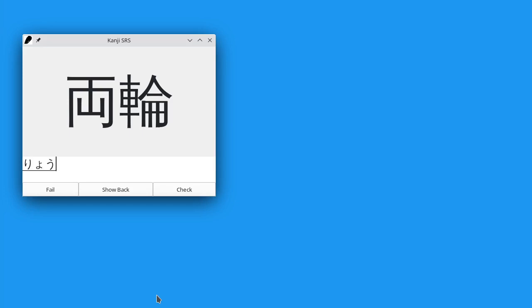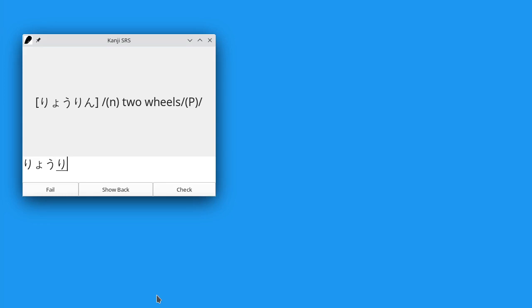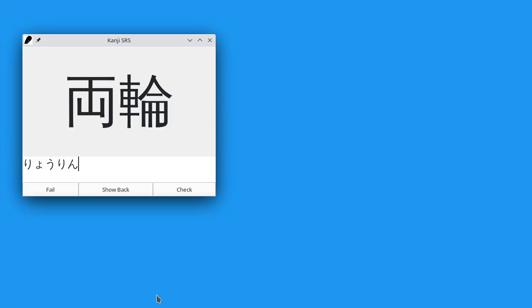So I know the first one is Ryo, because it means both, but I forget what the second one is, because that's not in my list. So we check the back of the card, and it's Rin, so it's two wheels. So then we press Control B to get us to the front of the card again. And we can see Ryojin. So it's like two, and then this is like a car. So we think of two car, and that's Ryojin.